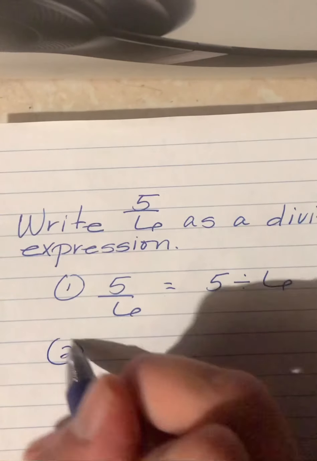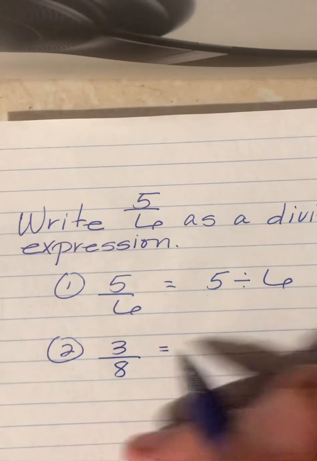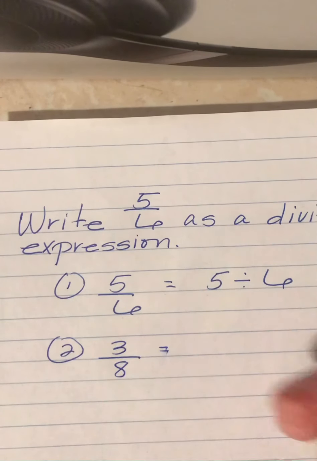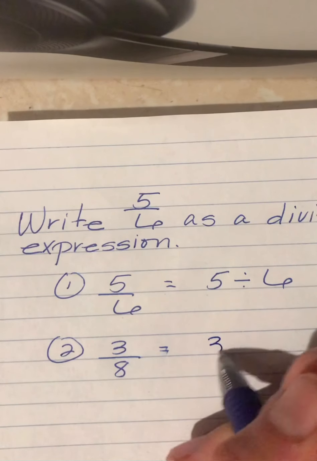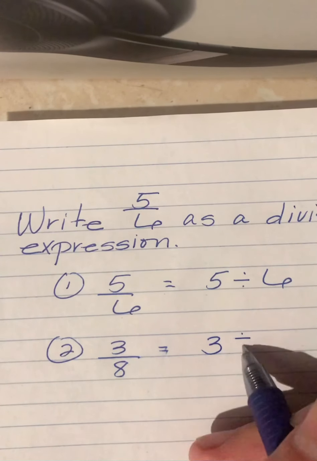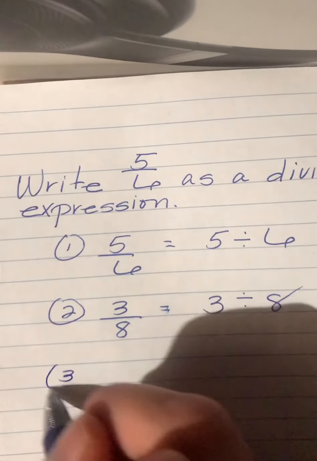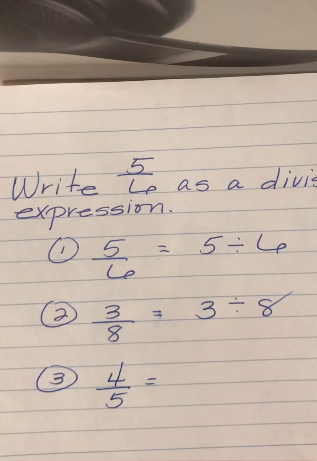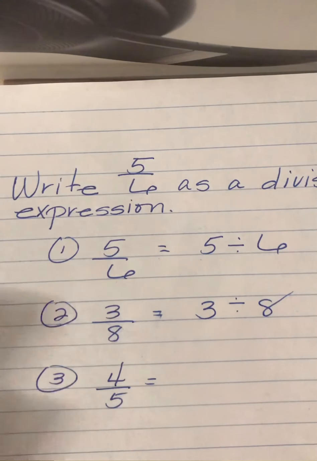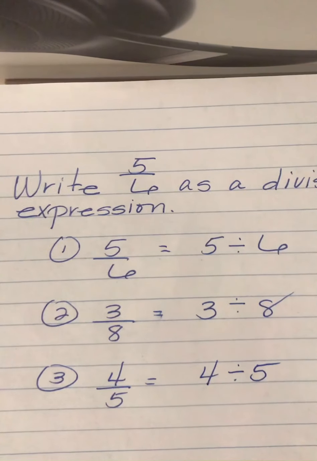Similarly, another example, if I want to write another fraction as a division expression, let's pretend I have 3/8. 3/8, my dividend will now be 3. My divisor will be 8. 3 divided by 8. Let's do another one. 4/5. Can you guess which number is going to be written first? The 4. You're right. The 4 divided by 5. So you see the pattern.